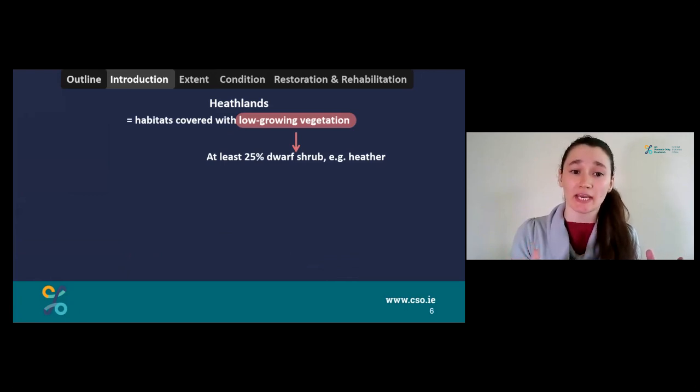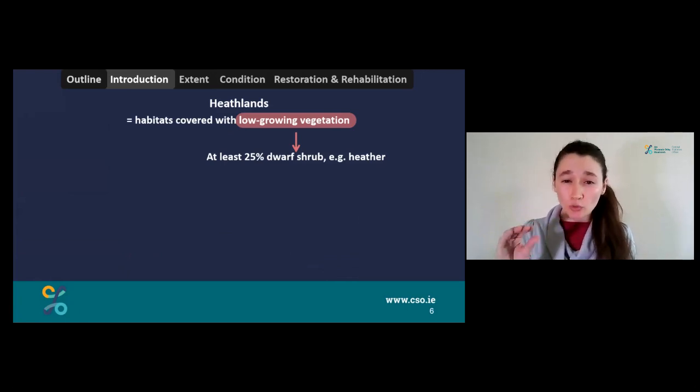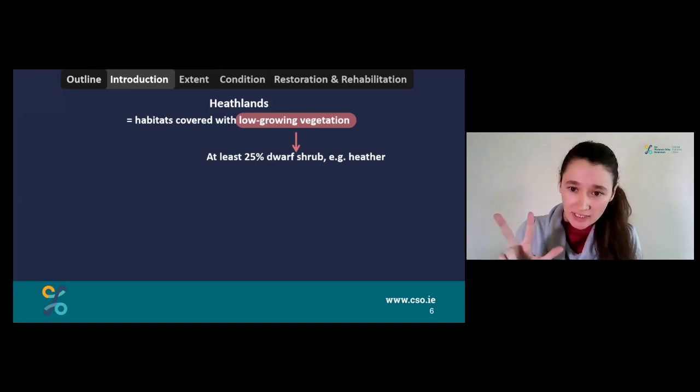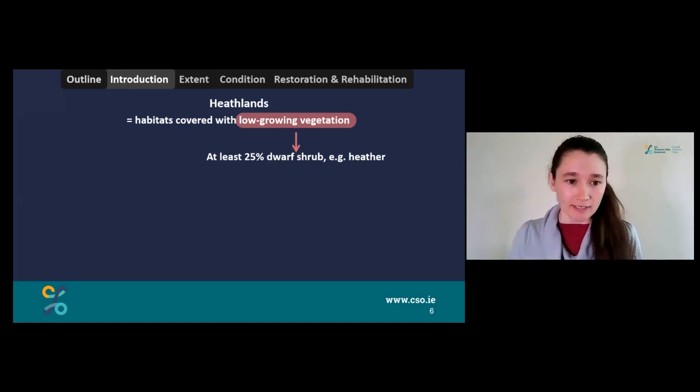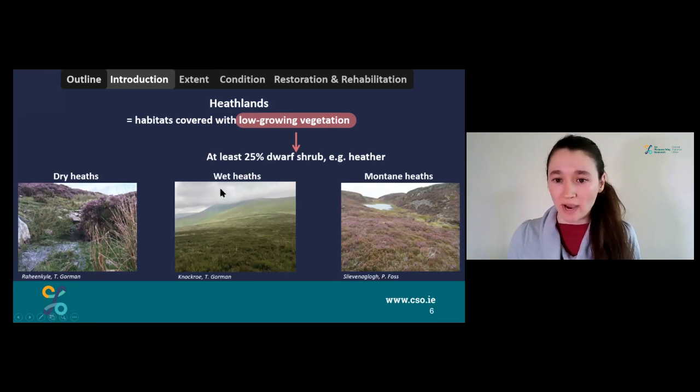Heathlands, on the other hand, are habitats with low-growing vegetation such as heather. We have 3 types of heathlands in Ireland: dry heath, wet heath, and mountain heath.